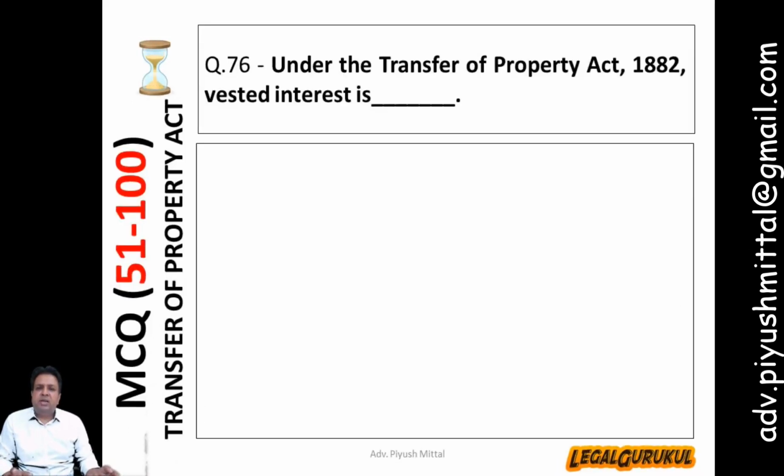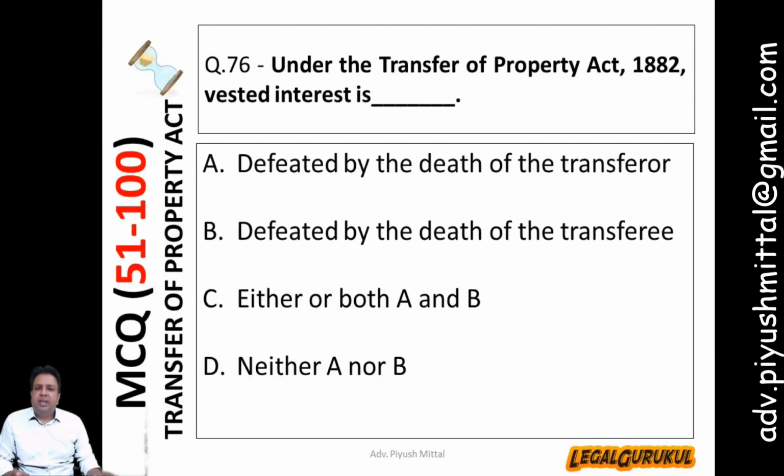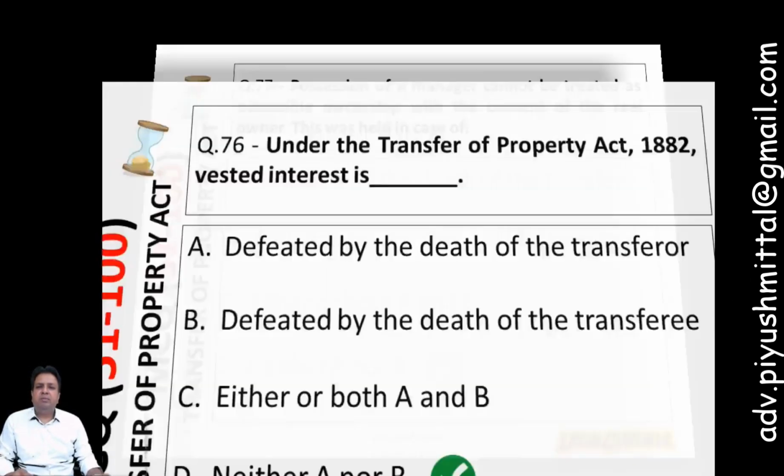Question number 76. Under the Transfer of Property Act, a vested interest is A, defeated by death of the transferor, B, defeated by death of the transferee, C, either or both A and B, D, neither A nor B. And the correct answer is neither A nor B.